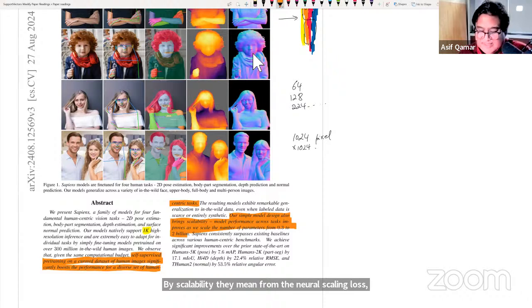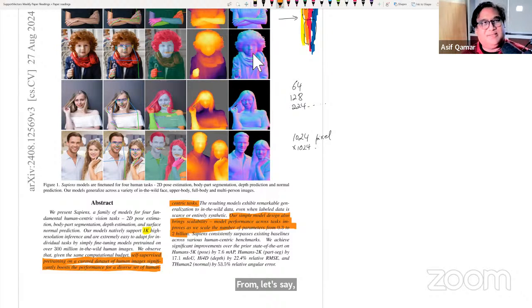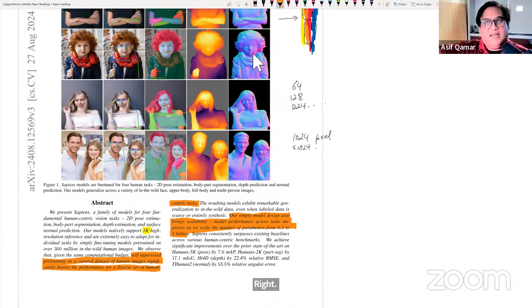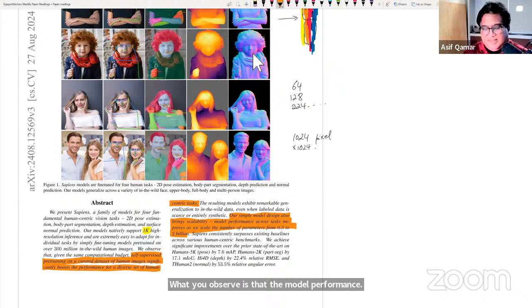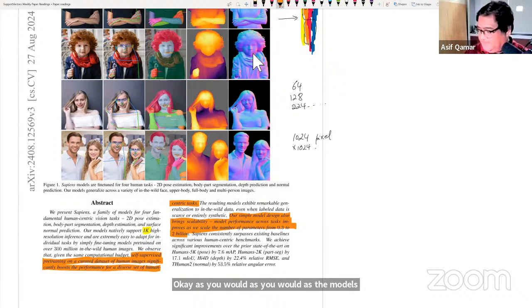What they're basically saying is, if you take this basic neural architecture, and you scale it up in terms of the number of parameters in the model, from, let's say, 300 million parameters, that is 0.3 billion parameters, to 2 billion parameters, right? What you observe is that the model performance goes up, as the models develop more and more parameters. So that's an important point.